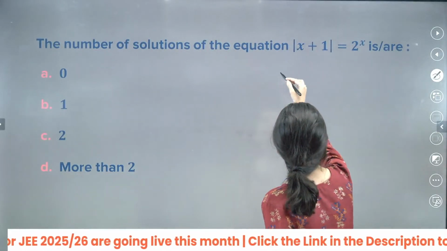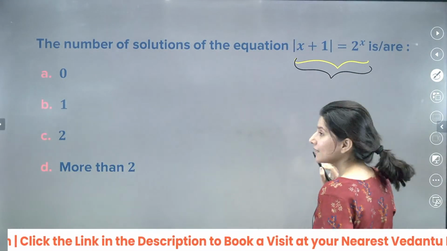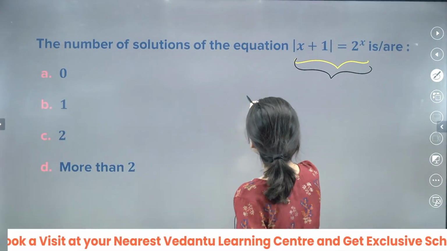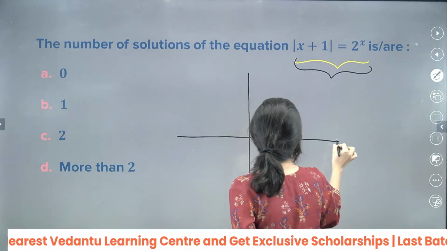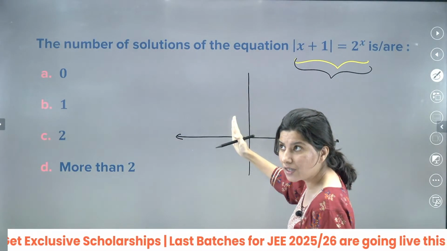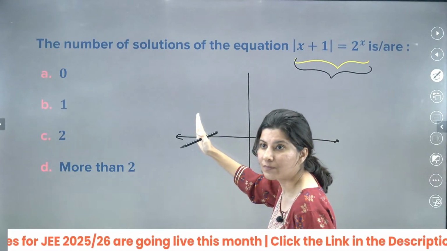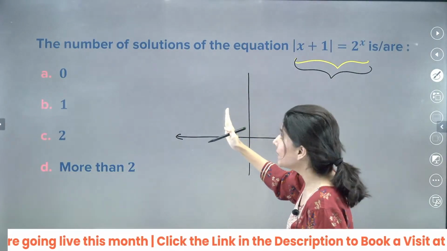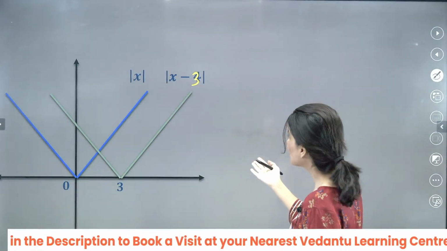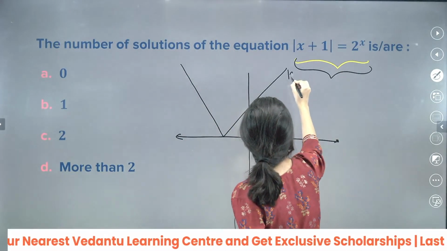The number of solutions of this equation is what we are looking for. Mod of x plus 1 is equal to 2 raised to power x. So mod of x plus 1 is what we need to plot. How to plot? Mod of x will look like this, and because it is mod of x plus 1, plus 1 means left shift. Tell me, left or right shift? This minus 3 was right shift, so plus 1 will be left shift. This is my graph of mod of x plus 1.